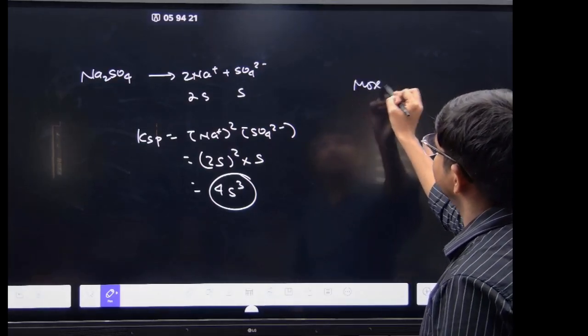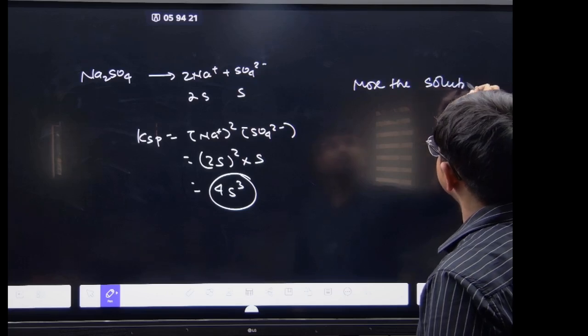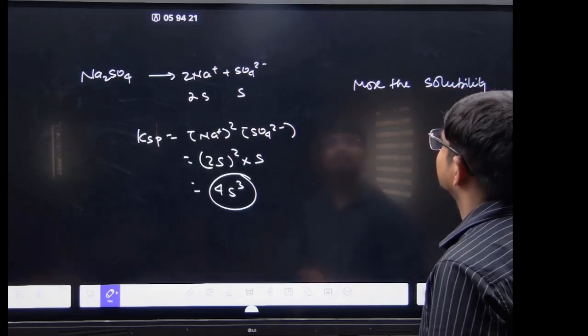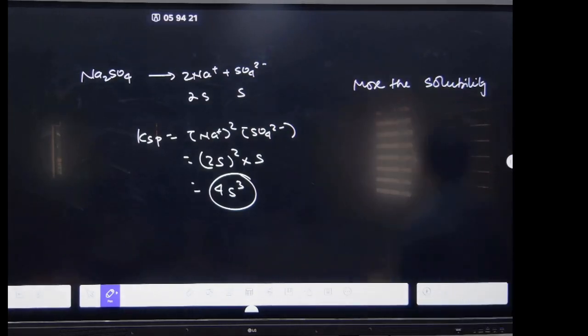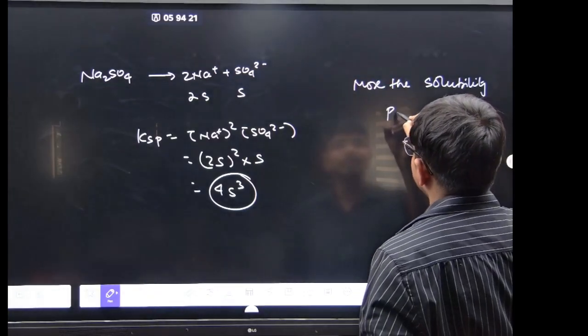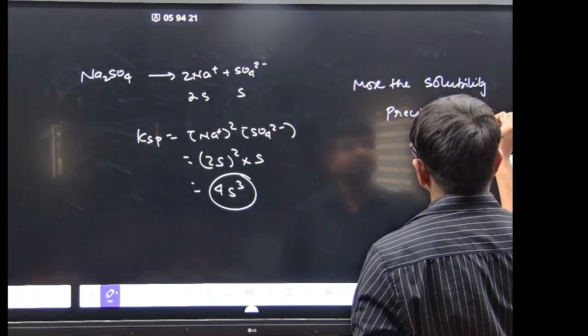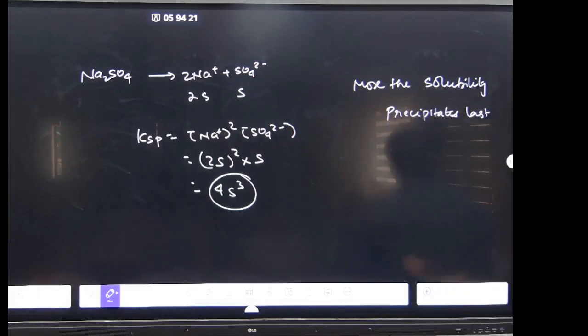The more the solubility, the lesser will be the precipitation, right? The compound having the lesser solubility will precipitate first. It means lesser the solubility, precipitate first; more the solubility, precipitate last. Clear? Many such salts have been given to you.